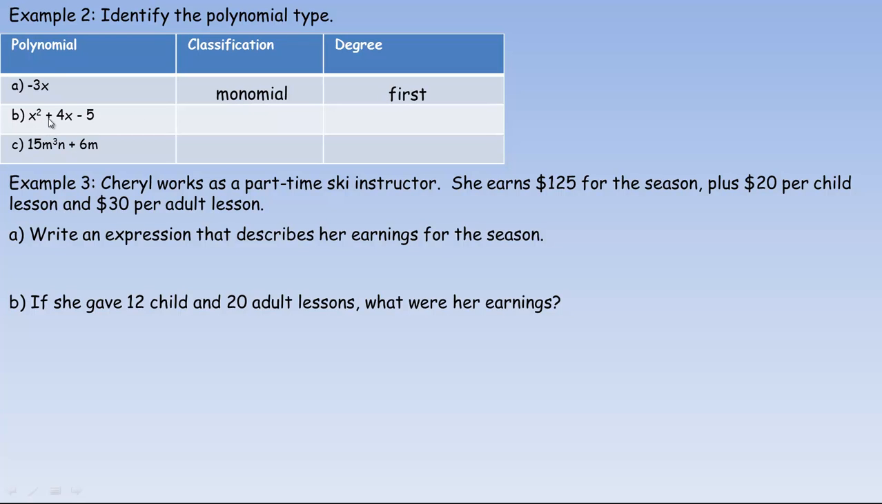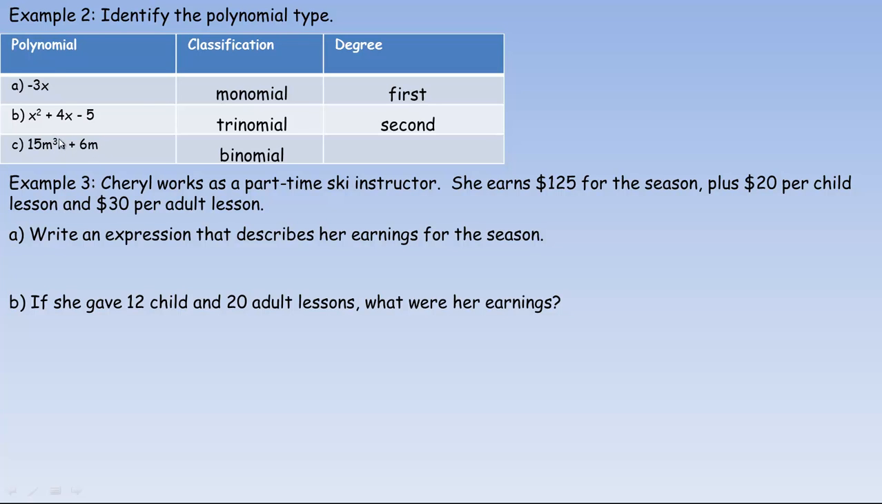This is a trinomial. There's 3 terms here. Now, if you look at the terms, the one with the highest power is the one that decides what degree that trinomial is. And the x is squared, so the 2 would be the degree. So that's a second degree, 2 being second, polynomial. For C here, there's only 2 terms. 15m cubed n is 1 term, and the 6m is the second, so it would be called a binomial. And now the 6m would just be a first degree term.